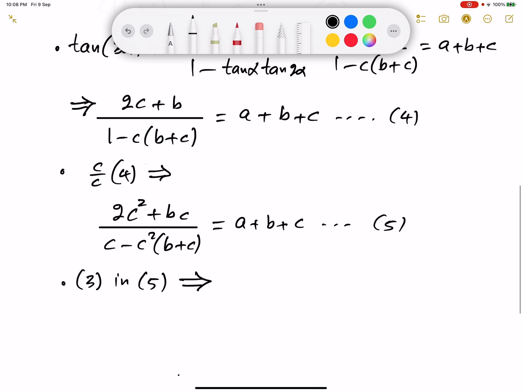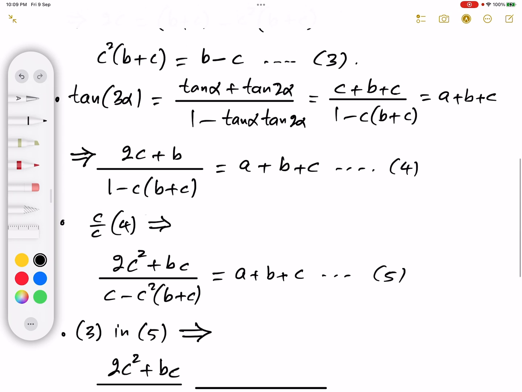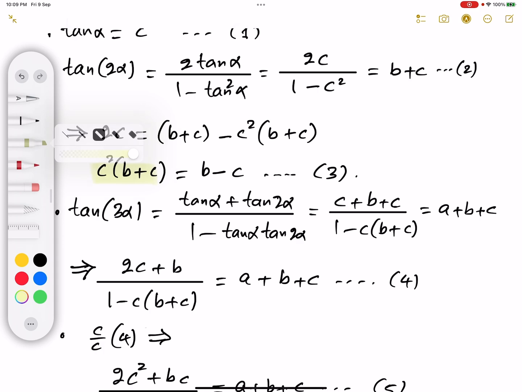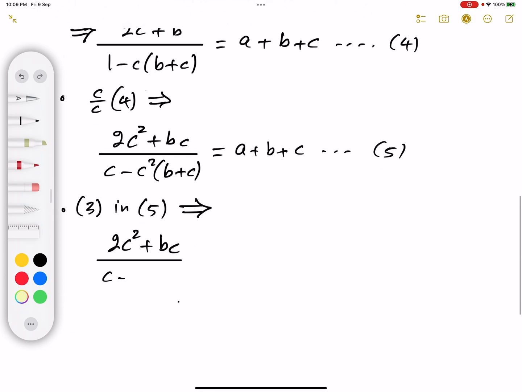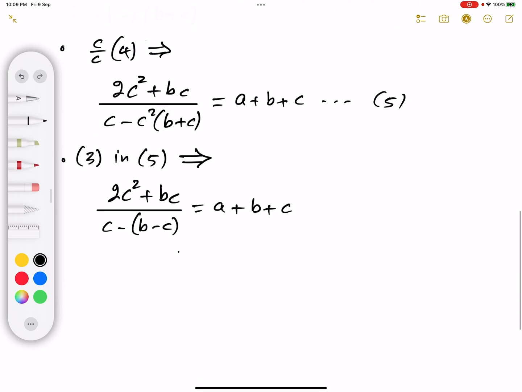That's going to give us twice C squared plus BC divided by C minus, and instead of C squared multiplied by B plus C, I'm going to substitute B minus C. So minus B minus C, and that's going to be equal to A plus B plus C. Now I will just simplify the terms. So 2C squared plus BC is equal to A plus B plus C multiplied by the denominator there, which is C minus B plus C, so it's going to be 2C minus B.